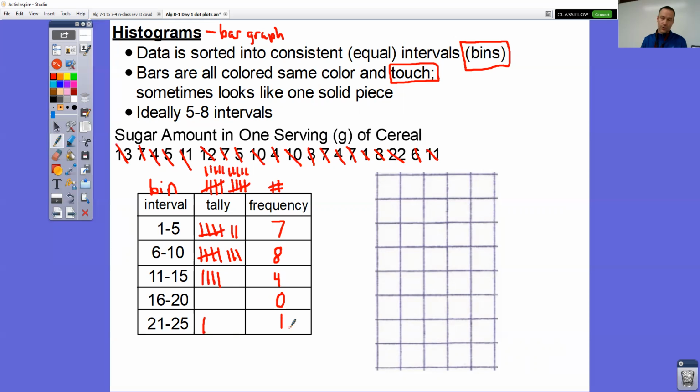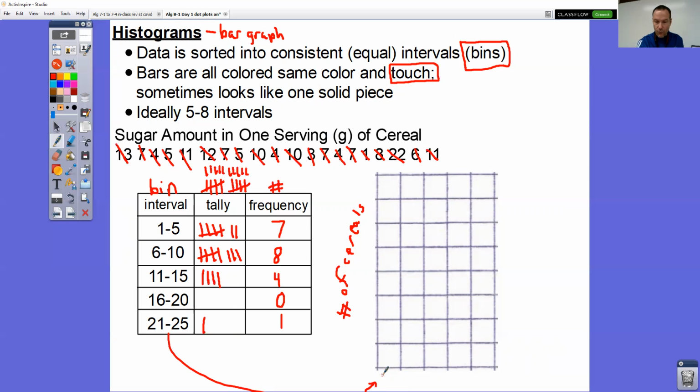Now what we're going to do is make our histogram. We're going to make our bar graph. First of all, we need to figure out what goes on the bottom and what goes up the side. Well, your number of cereals is going to go up the side. Our intervals are going to go down at the bottom.